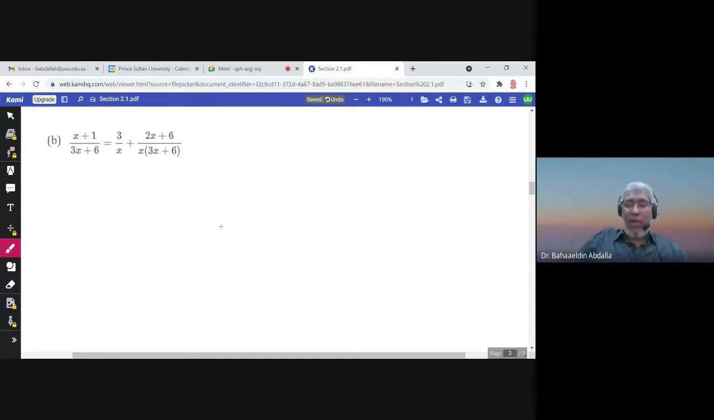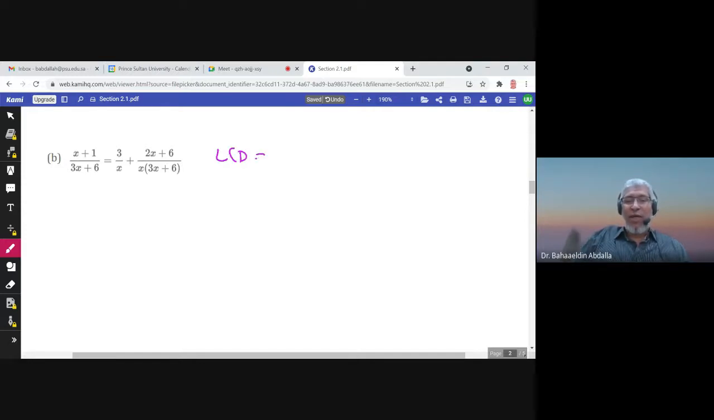Well, here we have a fraction. So we have also x in the denominator. So we know how to deal with such equations. If you remember, we need to multiply both sides by the LCD. So what do we have? We have 3x plus 6. We can factor it. We can take 3 as a common factor if we like, okay? And we have x, and we have here x and 3x plus 6. So in fact, the LCD is x times 3x plus 6.